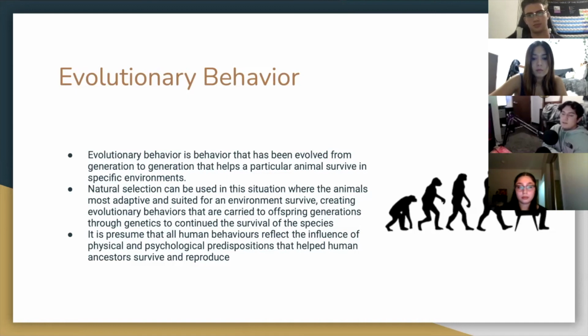Humans can be used to show evolutionary behavior, as many humans' behaviors are believed to be influenced by physical and psychological predispositions that have helped humans survive throughout the years.